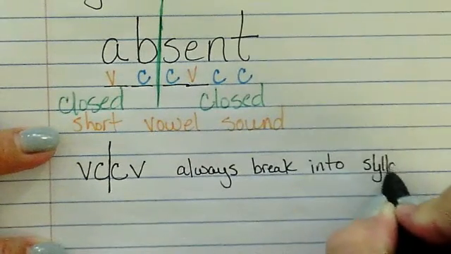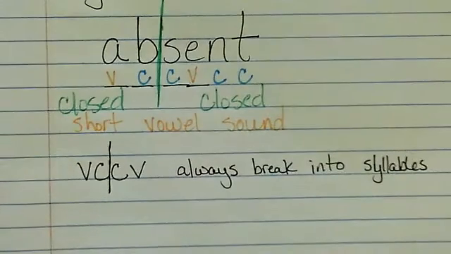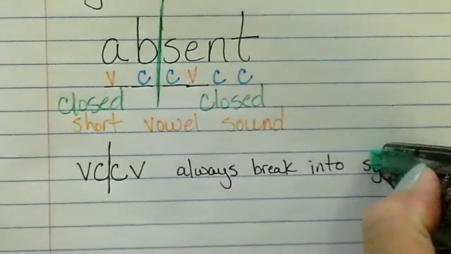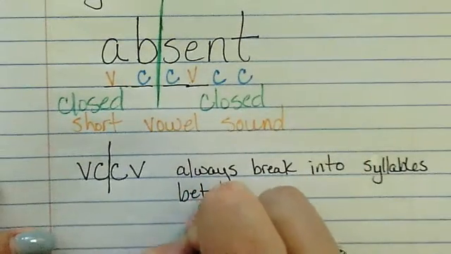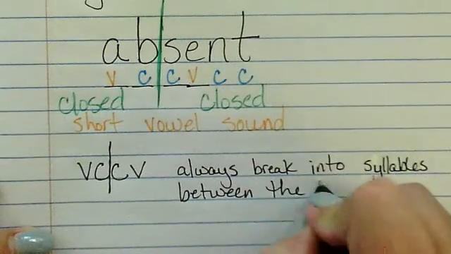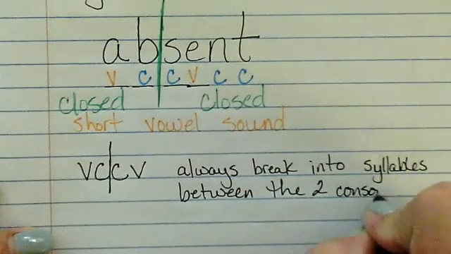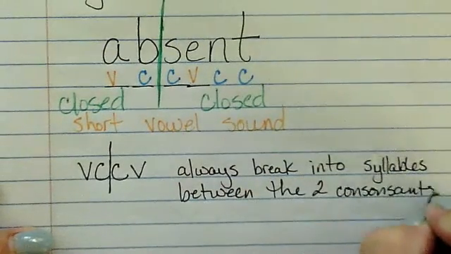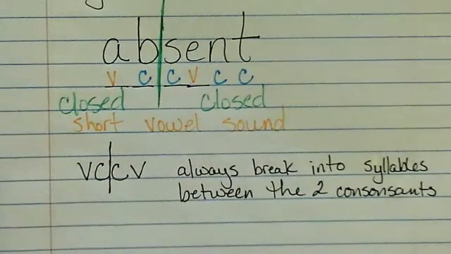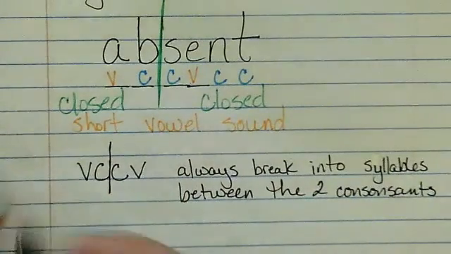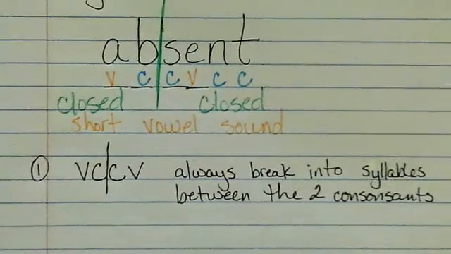Oop. That's supposed to be a Y. My Y got away from me. I was trying to make it into an L. All right, let's fix it so it looks right in our journal. There we go. Always break into syllables between the two consonants. And that's only on the vowel, consonant, consonant, vowel pattern. Okay, so this is pattern number 1 that we're learning.